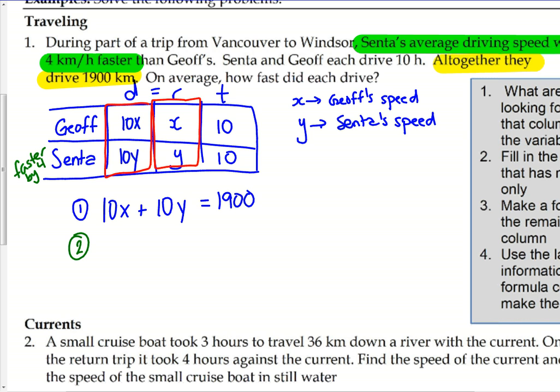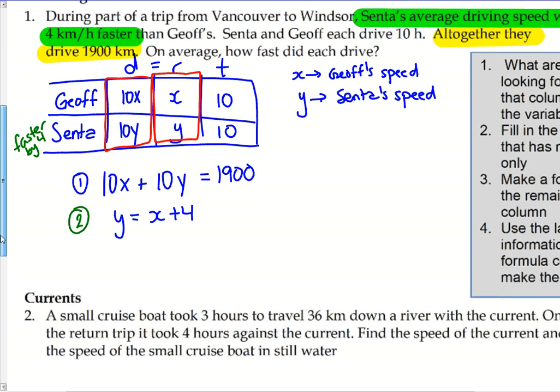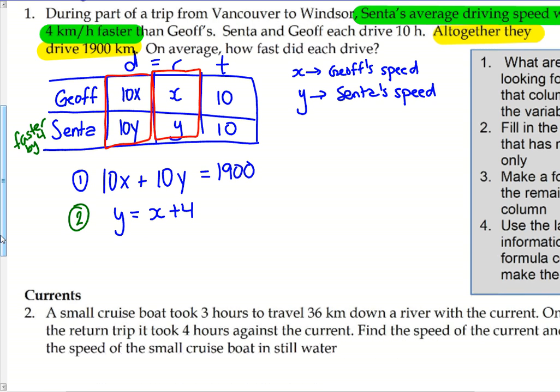Who's going faster? By how much? By 4. Okay, so if I want to relate x and y, we know Jeff's speed is x. We know Senta's speed is y. So you're saying y is equal to x plus 4. Would you all agree with this? That Senta's speed is equal to Jeff's speed plus 4. Yeah. There are our two equations.